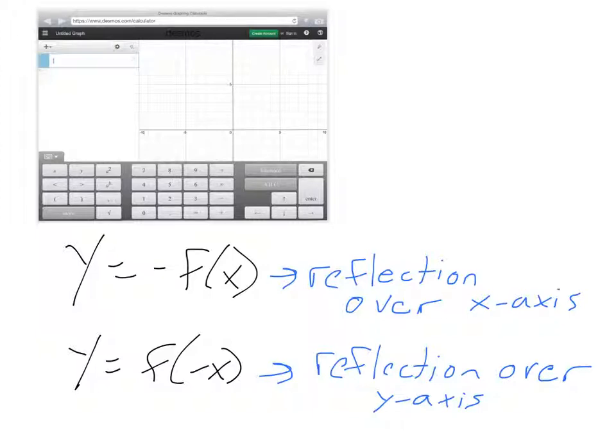Okay. So that pretty much covers all the different types of possible transformations we might have to do. But the question becomes, what if we start combining these? If we apply a single transformation, it's pretty obvious how we're going to do that and how that's going to look on the graph. But if we start applying multiple transformations at once, that's when it gets a little bit trickier.